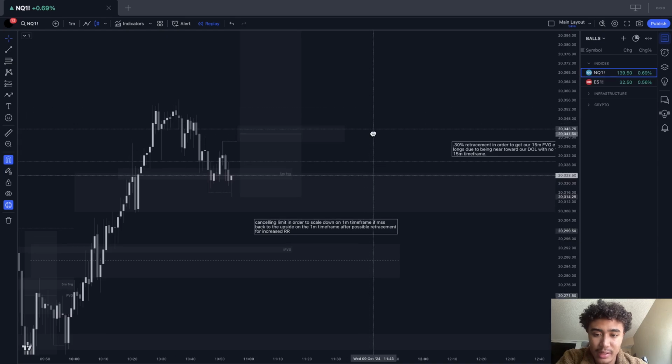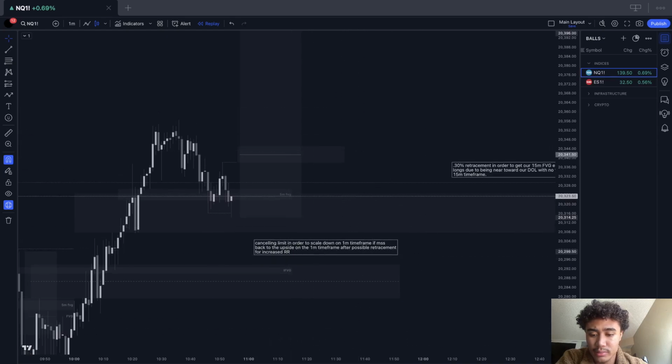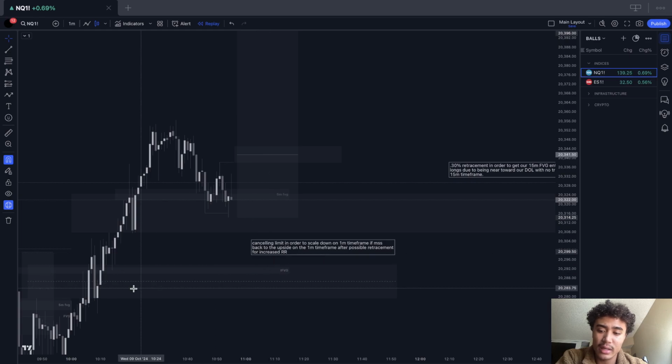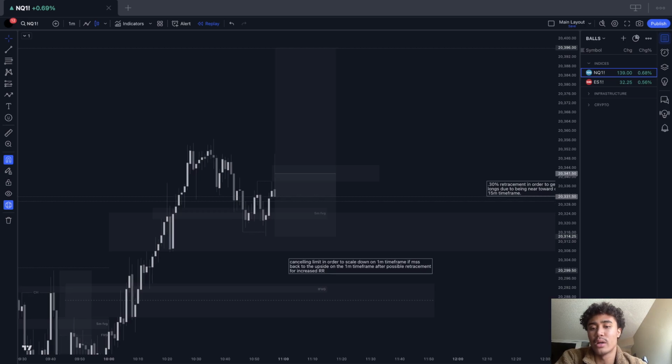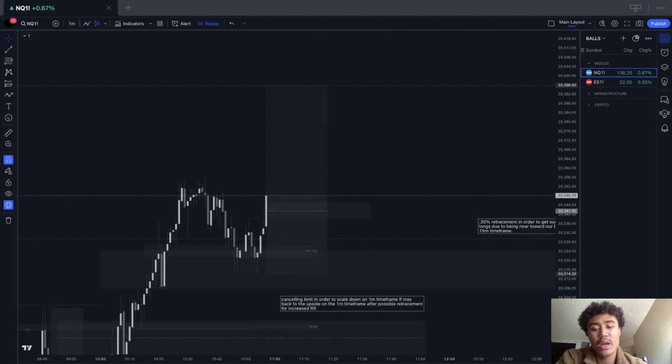We ended up validating. I already said right here, right here, canceled my 15-minute limit. Wanted to see an increase in risk reward based upon what the 1 minute time frame does. This was a beautiful, beautiful setup to the upside on the 1 minute, acknowledging everything. Price action came down, took out this strong displacement to the upside, showcasing we are bearish.